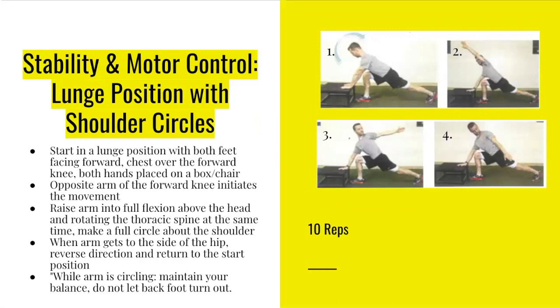Make a full circle about the shoulder. When the arm gets to the side of the hip, reverse direction and return to the start position. While the arm is circling, maintain your balance. Don't let your back foot turn out. Do this for 10 reps.